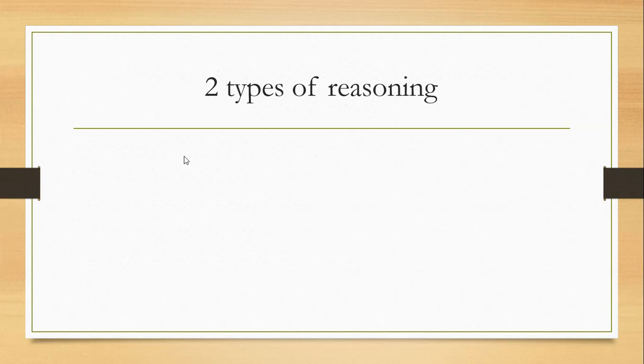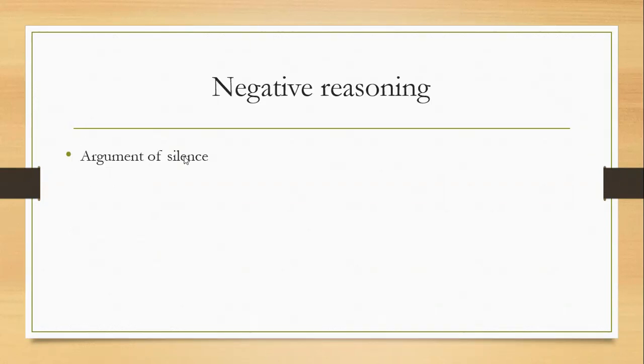So let's see, two types of constructive reasoning are there. One is positive, one is negative. First, let us look into negative reasoning. Negative reasoning means argument of silence. What does this mean? Suppose there is a guest in your house, and you ask him, "Will you stay for tomorrow?" The guest does not say anything. The guest will keep his mouth shut. So you can assume that he probably wants to stay. Okay. So this is an argument of silence.